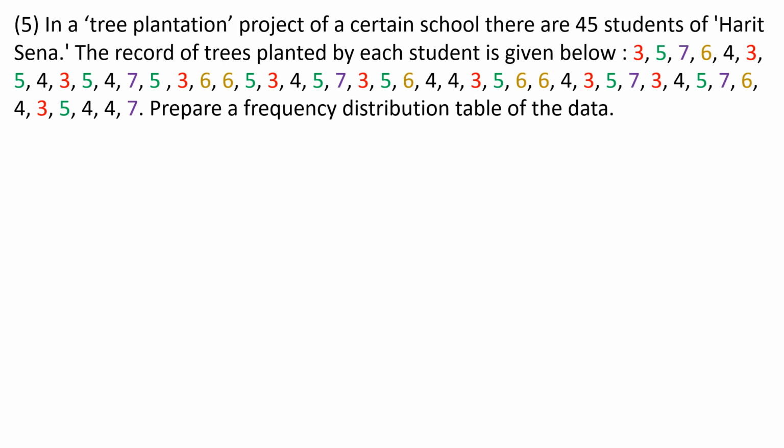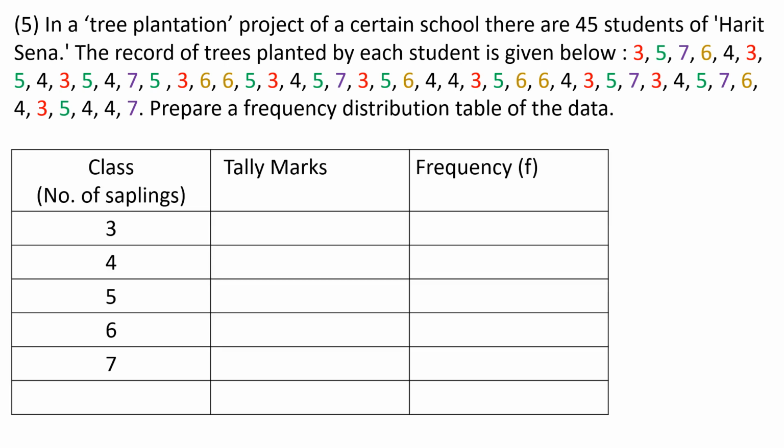Now you have to prepare a frequency distribution table of the data. Now, students, it is not given whether you have to prepare a grouped frequency distribution. So we'll prepare an ungrouped frequency distribution table. Now, students, we will make 3 columns first. That is the class column, that is number of saplings planted. You will name it. Then the second column, tally marks, and the third one, frequency.